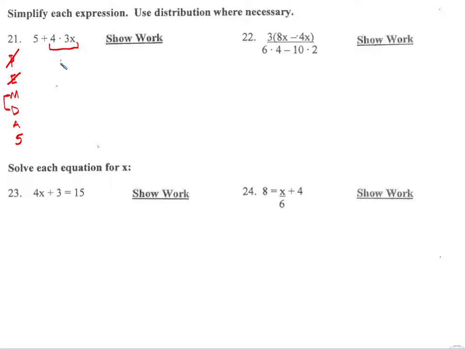Or whisper it if you want to whisper it. It is 12x. You guys said it, but you said it very softly. The microphone definitely did not pick that up. 5 plus 12x. And then you can be done. If you want to be super accurate, remember it's 12x plus 5.